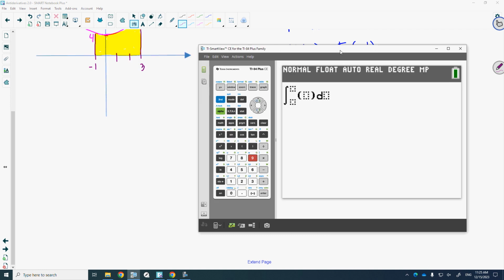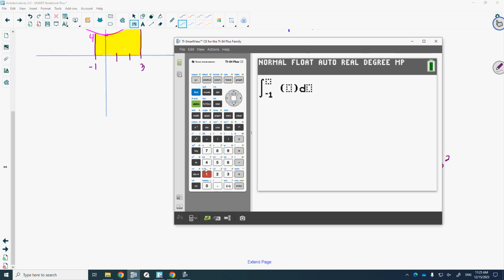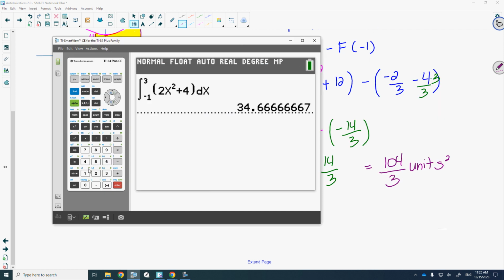So math 9. We're integrating from lower limit of integration is -1, upper limit is 3. The function that we're integrating is 2x squared plus 4, and we're integrating with respect to x. So I get that answer there. And we got 104 divided by 3. So same answer. Calculator won't give us an issue because our area was above the x-axis, so we don't need to worry. But let's look at our next example.